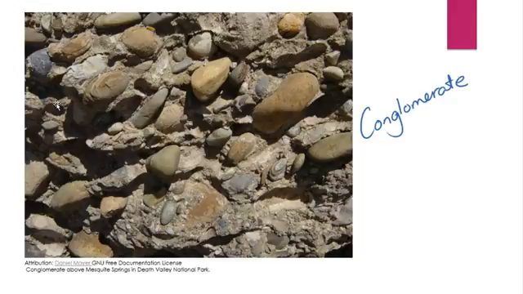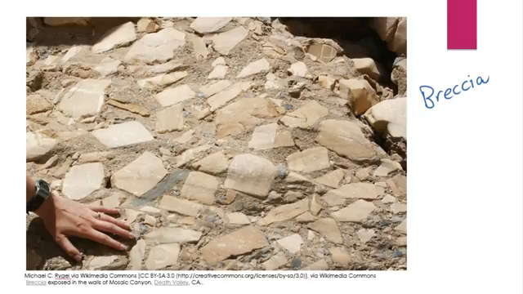In contrast to conglomerate, we now have breccia. As you can see, this is cemented together rock as well, but all of the edges and angles of this rock are quite sharp, and that's because this rock has been broken up and then cemented together, but it hasn't been exposed to weathering that smoothed its edges before it was cemented back together again. So this is what we call breccia.